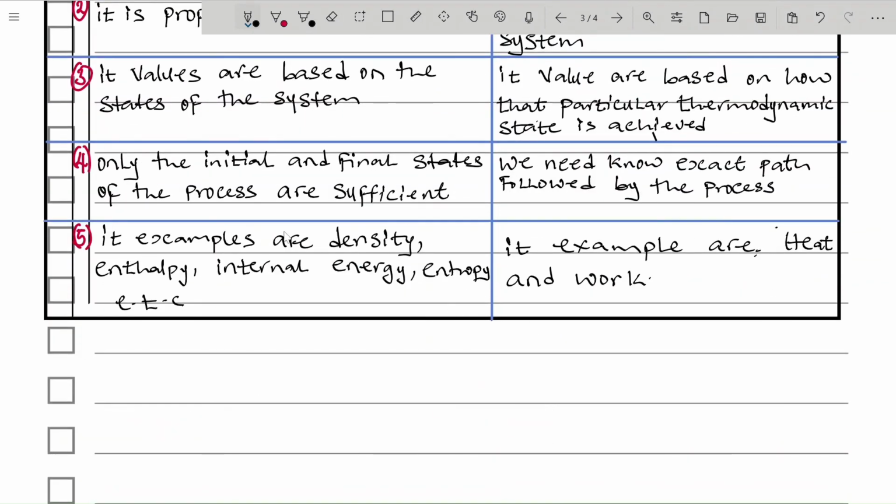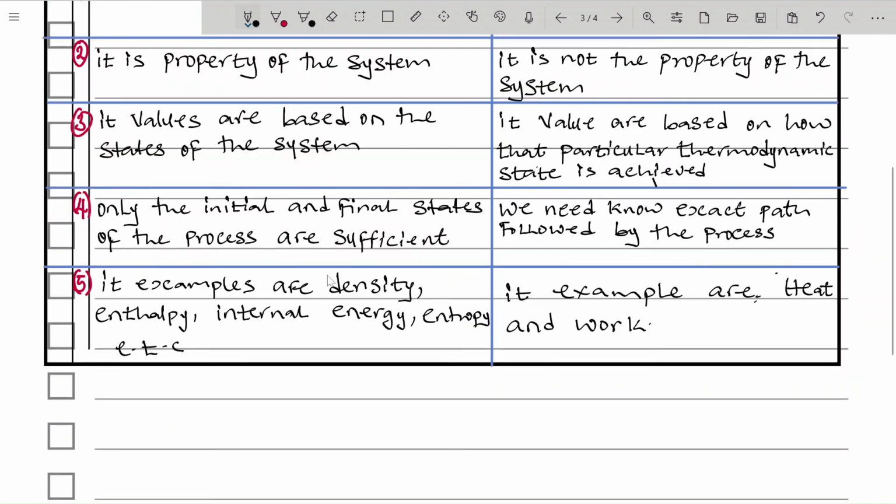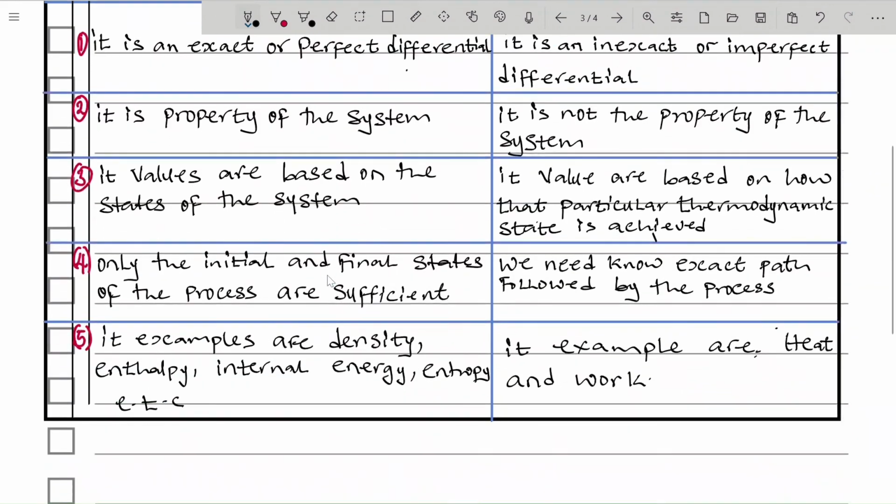Examples of point function are density, enthalpy, internal energy, entropy, etc. While examples of path function are heat and work. They are examples of path function because they depend on the path followed by the thermodynamic process irrespective of the initial and final state of the process.